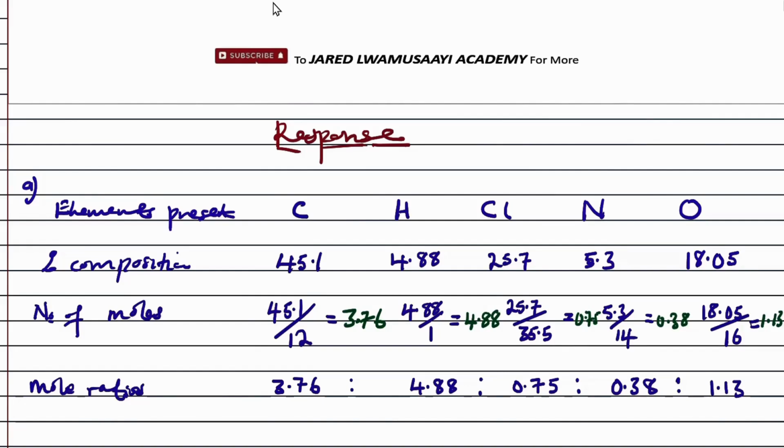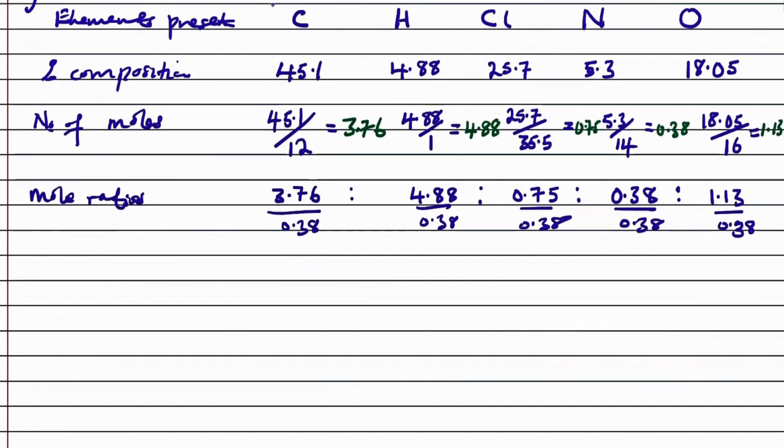The smallest here is now 0.38. So dividing each by 0.38, as we divide in here, we are getting the answer. Let us round off to still 2 dp. So this is now 9.87 to 12.84 to 1.97 to 1 to 2.97.